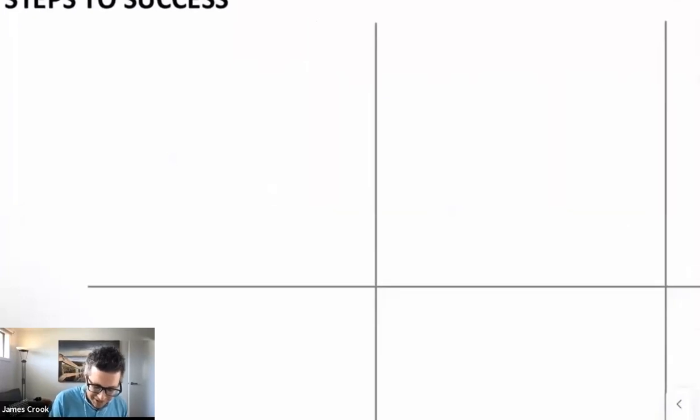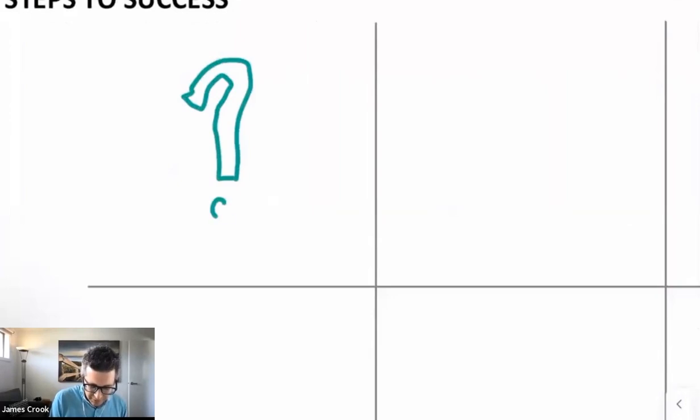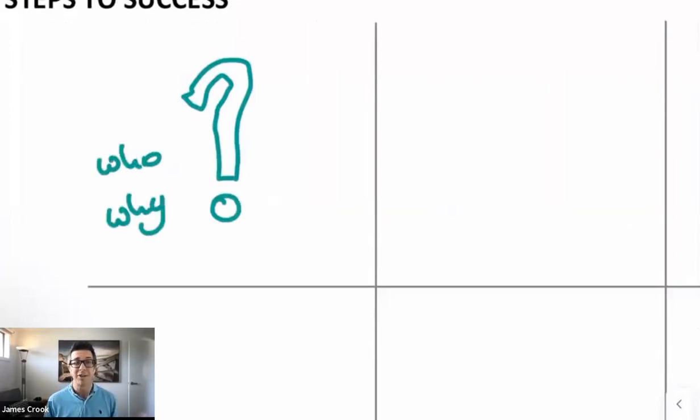And the first one is a question mark. See, I remember the shapes, right? But the first one is the question mark. The question mark is basically saying who we're doing this for and why. Who we're doing this for and why is the first step in creating a successful program.